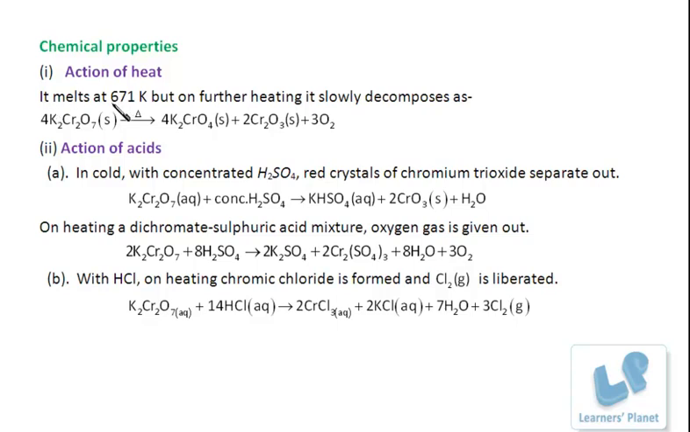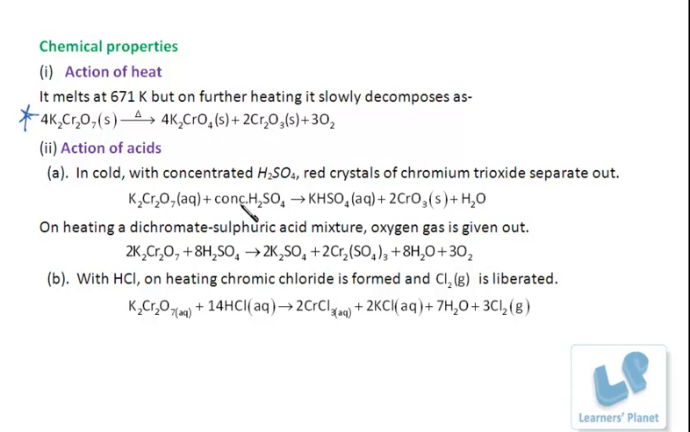These are the chemical properties. It melts at 671 Kelvin, we have seen its melting point. But once it has melted, on further heating, it decomposes. Students, this reaction is very important, the decomposition of potassium dichromate. K2Cr2O7 on heating beyond the melting point changes to potassium chromate, that is K2CrO4, chromium oxide and oxygen. Do remember this reaction.